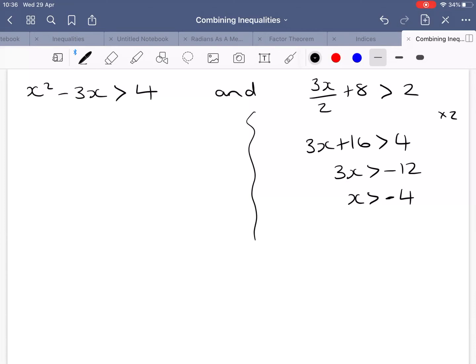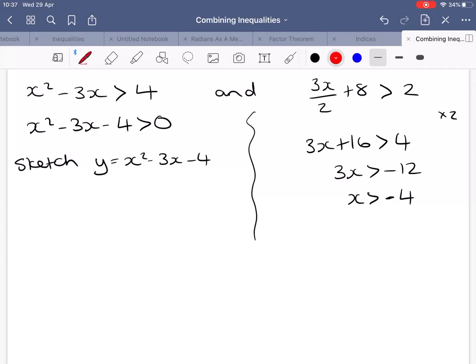The quadratic inequality, I've got to have a 0 there. So first thing I've got to do is actually take away the 4 from both sides to get x squared minus 3x minus 4 is greater than 0. What do I have to do to solve a quadratic inequality? I have to sketch y equals x squared minus 3x minus 4. Now realise, this one is a positive quadratic, so this is your nice U shape.